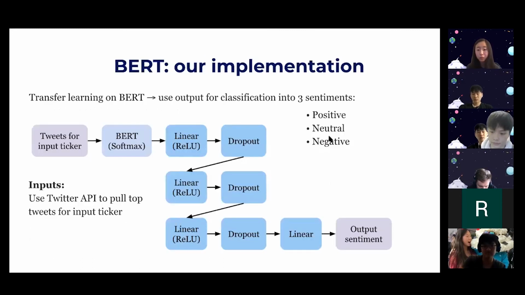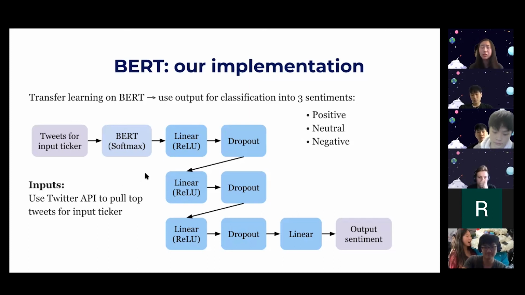And so what we do is transfer learning on BERT. As I mentioned before, BERT is a pre-trained model, so it's already trained for us on a bunch of text. What we do is we take our input, which is we pull the top tweets for a particular ticker. Say we want to see how GME is doing, or what the sentiment is for that. We'll pass in this ticker, and using the Twitter API, we're able to pull the top tweets for that ticker, and pass each individual tweet into BERT.